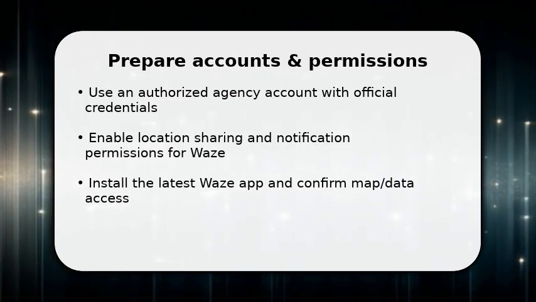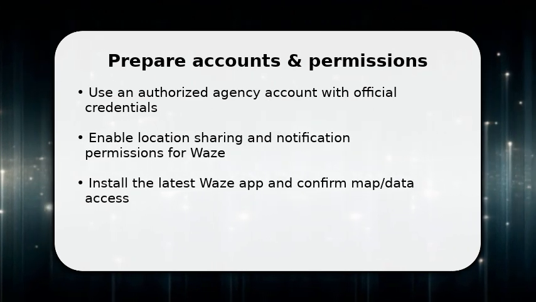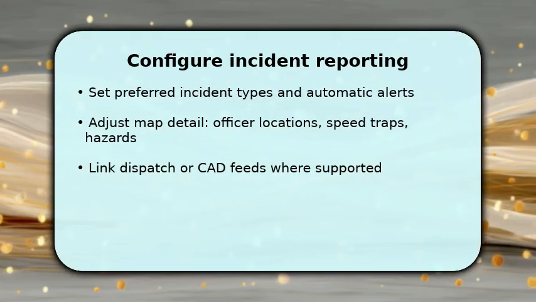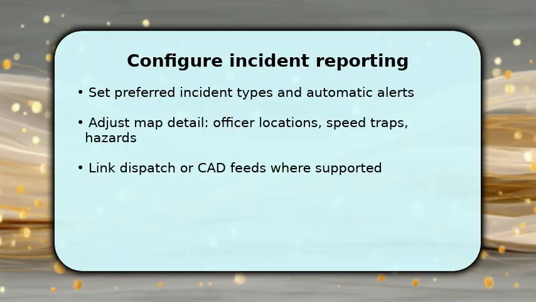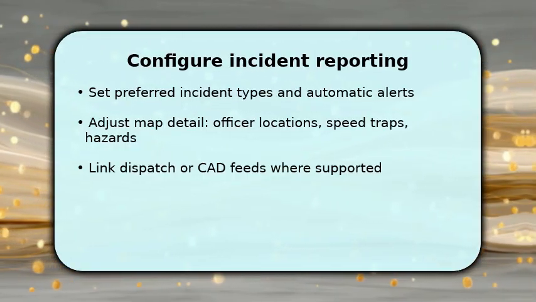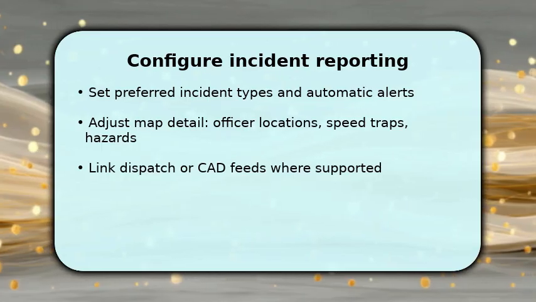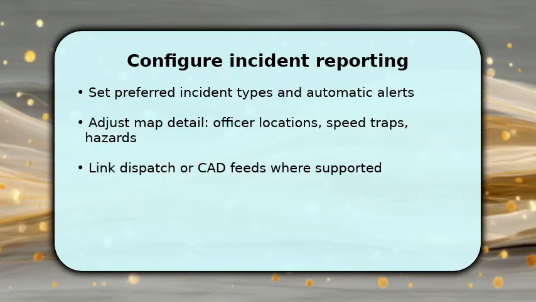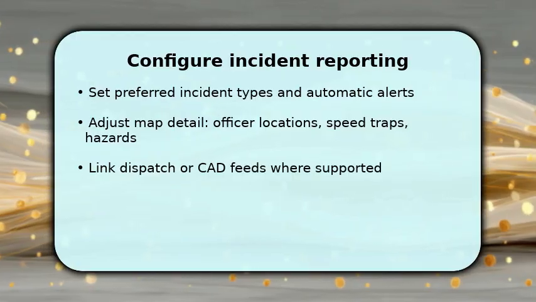Now that your base is secure, open Waze and move directly to configuring incident reporting tools. Now you configure reporting and map filters to match operational needs. Select relevant incident types, hazards, road closures, collisions, and set alert thresholds so you get timely notifications without noise. Link Waze to dispatch or CAD feeds if available, and enable visibility options for officer locations and speed-related reports.